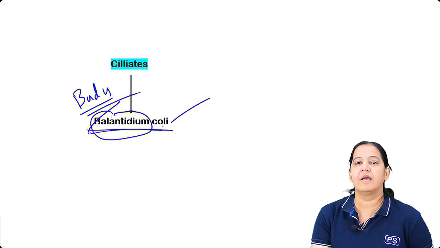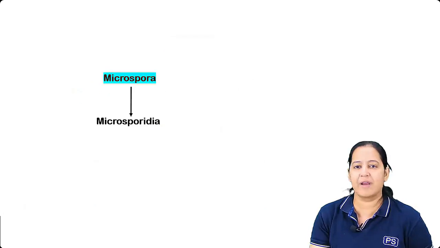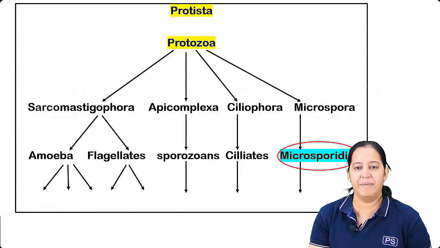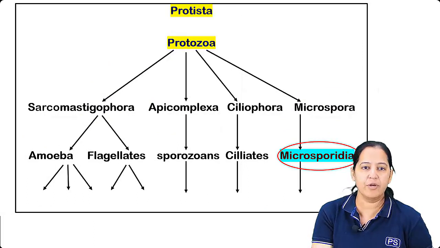Okay. And the last one is Microspora, Microsporidia. It has only one organism, Microsporidia. I will not teach you that. So basically, what I'm going to teach you, I'm going to teach you four amoebas.